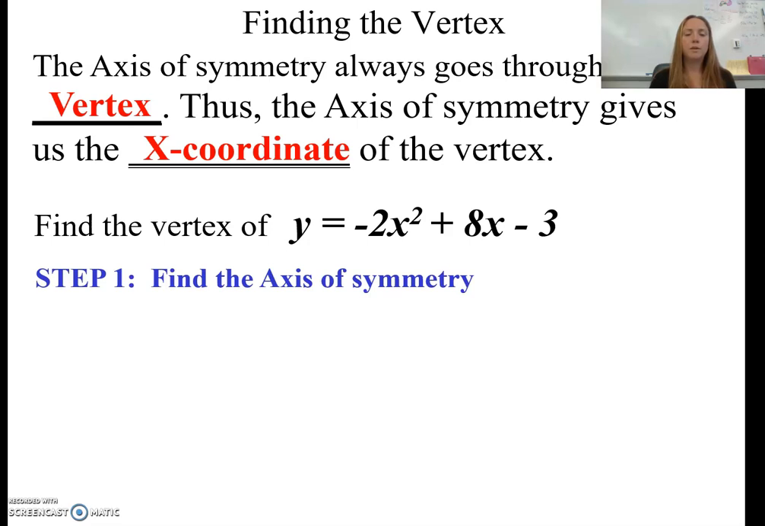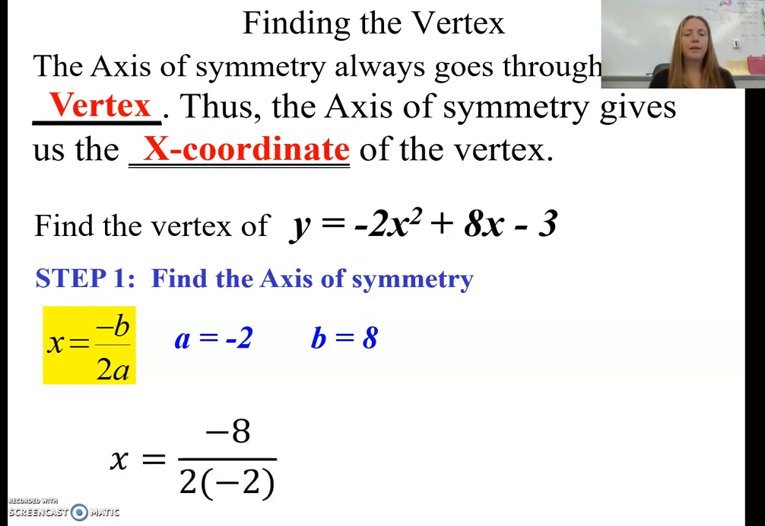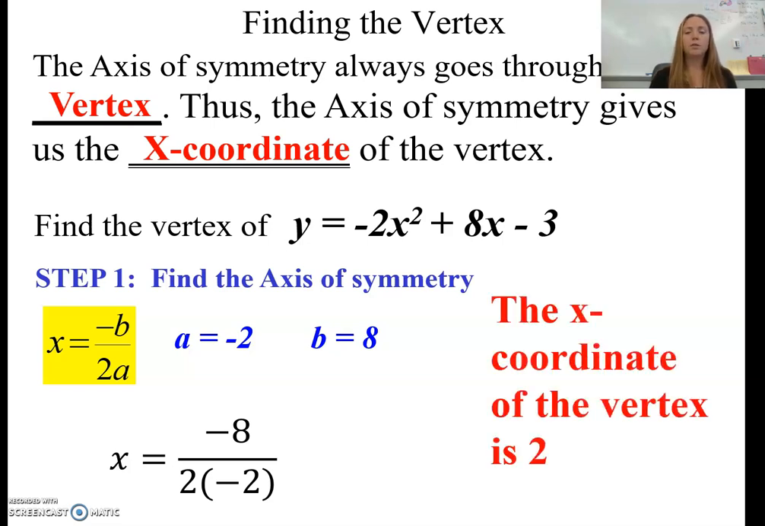So we have negative 2x squared plus 8x minus 3. We're going to do negative b over 2a. That gives us negative 8 over 2 times negative 2. So the denominator is negative 4, which means our x-coordinate of the vertex is positive 2.